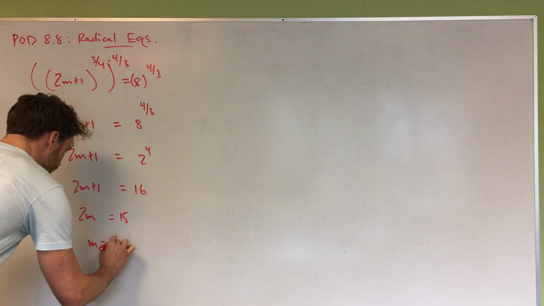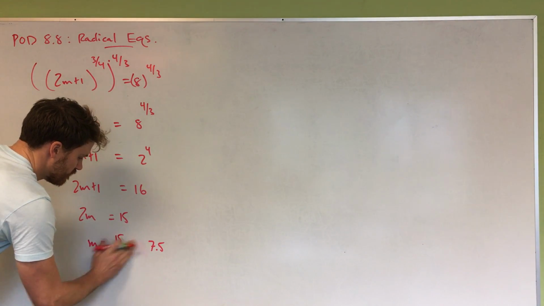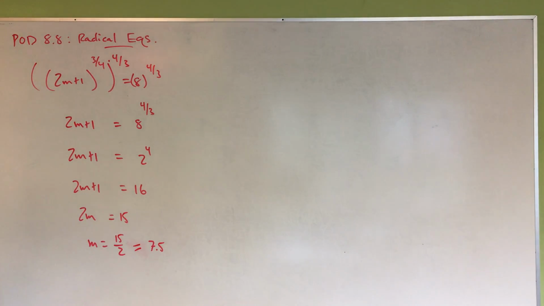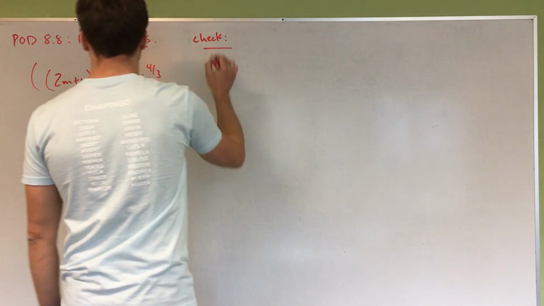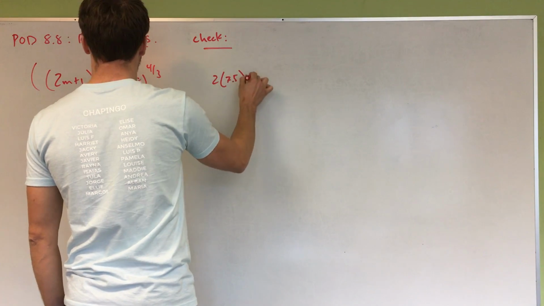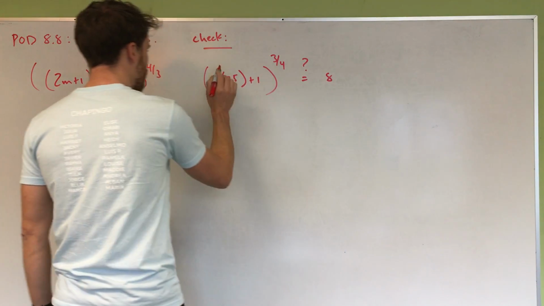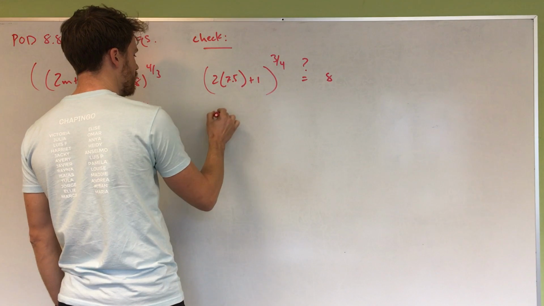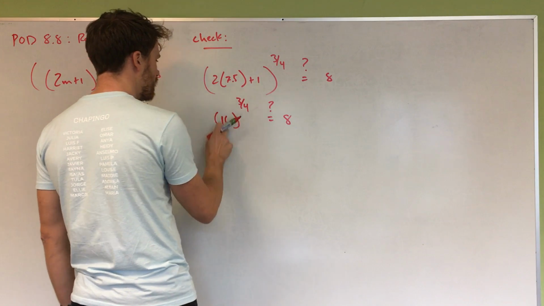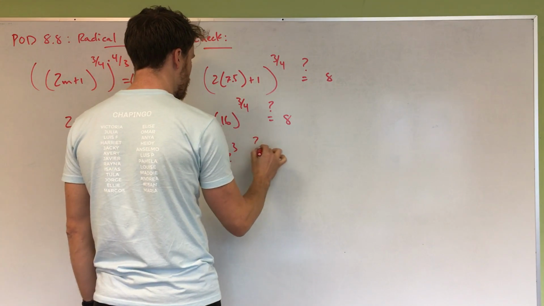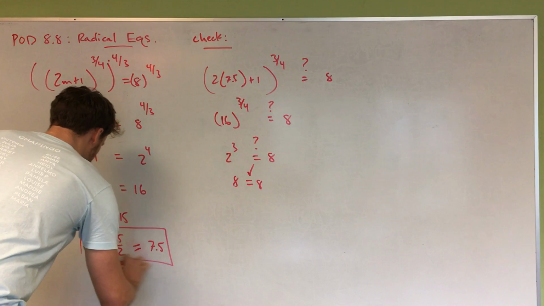So m equals 15 halves, aka 7.5. Okay, now let's check. Is 2 times 7.5 plus 1 all to the 3/4 power equal to, question mark, 8? Well, this would be 16, because that's 15 plus 1, to the 3/4 power. Is it equal to 8? That's the 4th root of 16 cubed. That's 2 cubed. Does it equal 8? Yes. So that is your solution.